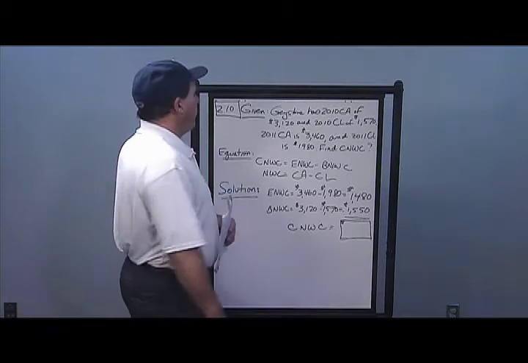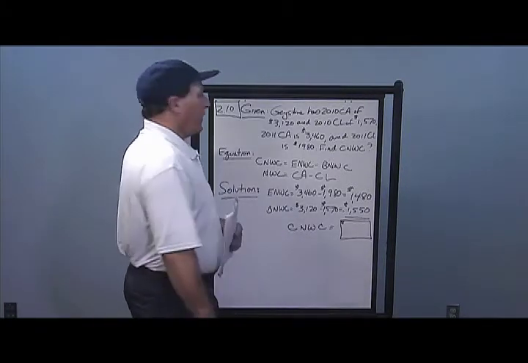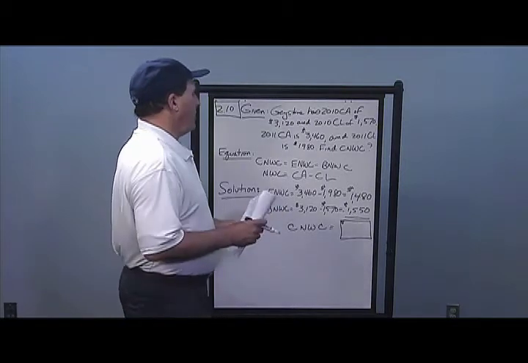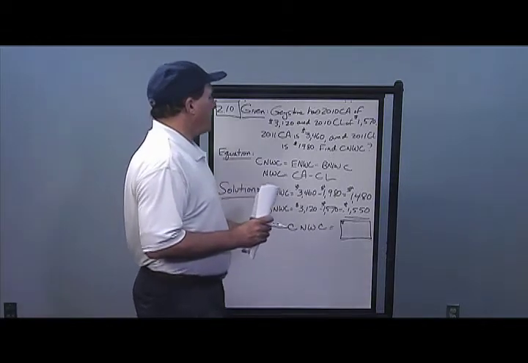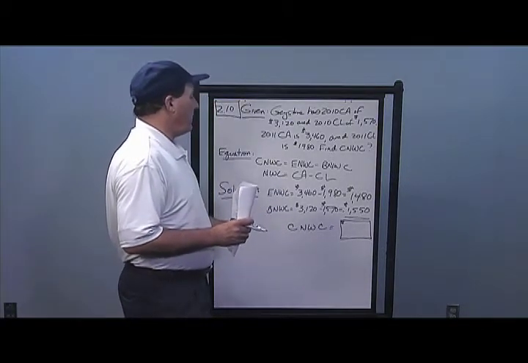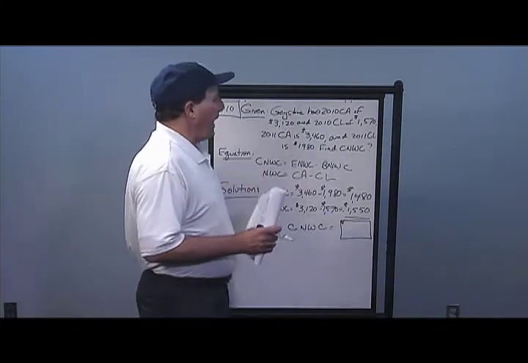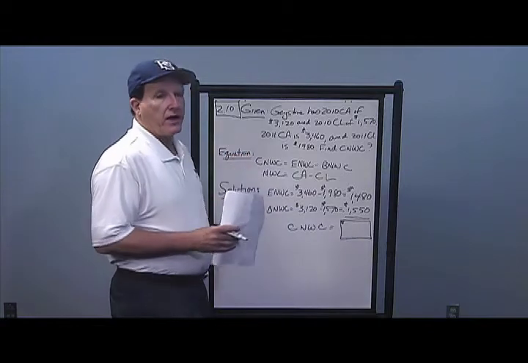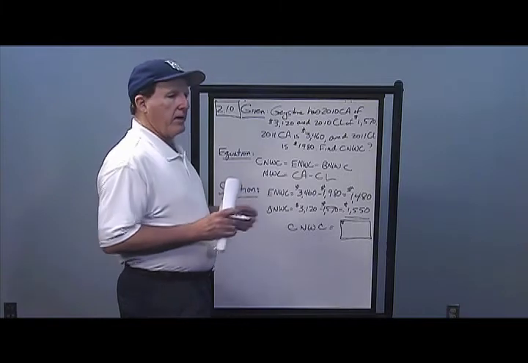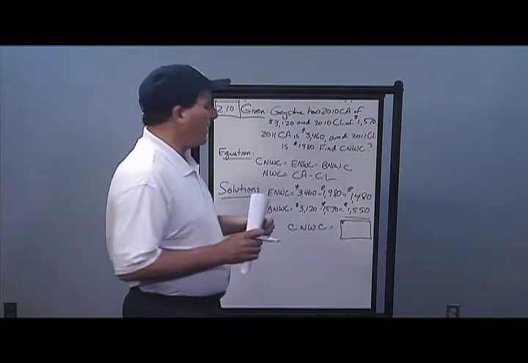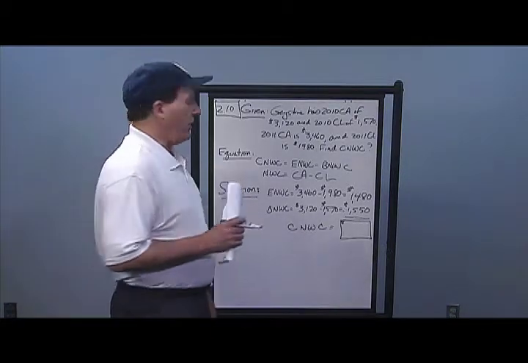Number 10, we have Greystone with current assets in 2010 of $3,120, current liabilities in 2010 of $1,570. In 2011, they had current assets of $3,460 and current liabilities in 2011 of $1,980. What is their change in net working capital? So equations, change in net working capital is ending net working capital minus beginning net working capital. So I have to determine which year is which, and then just calculate my net working capital, which we learned very early is current assets minus current liabilities.